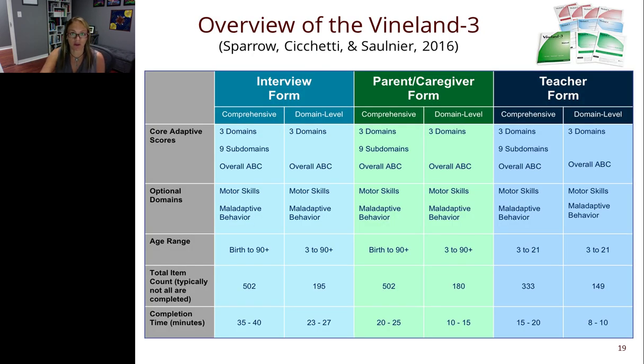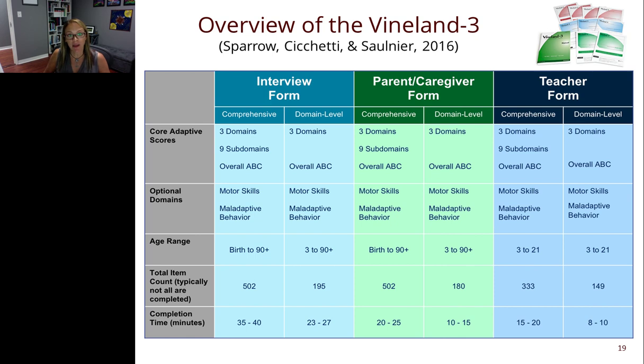So to look at the overall structure of the Vineland, for those of you who are less familiar, because the Vineland-3 has now been out for 4 years, there are 3 versions. There's an interview form, there is a parent-caregiver form, which is like a rating scale, and then there's the teacher form, which is a rating scale. The comprehensive version of each is the original whole version. You're getting all of the domains and subdomains that you're assessing.